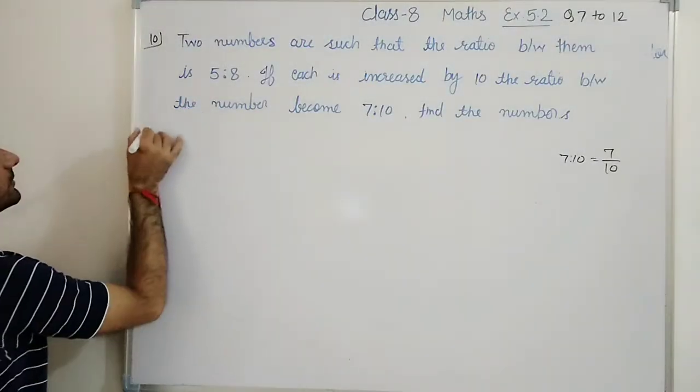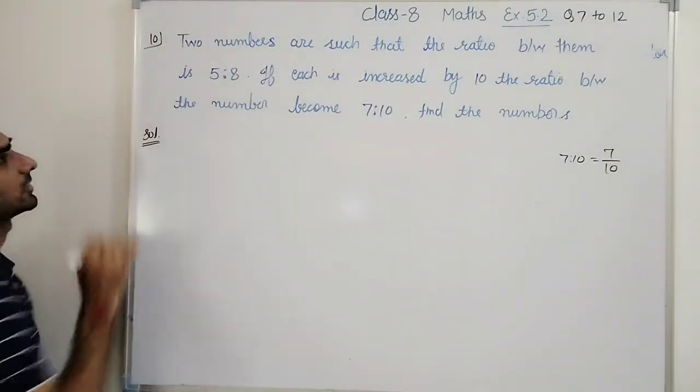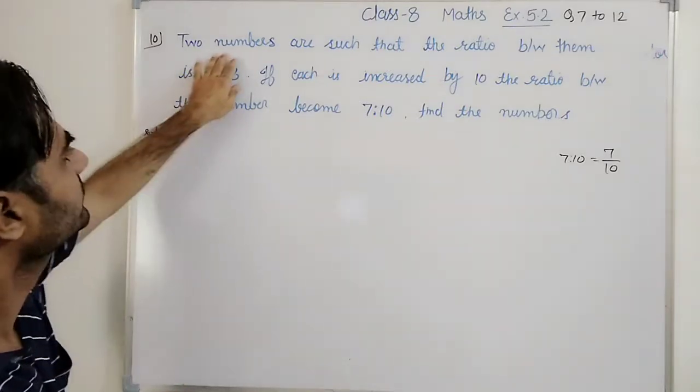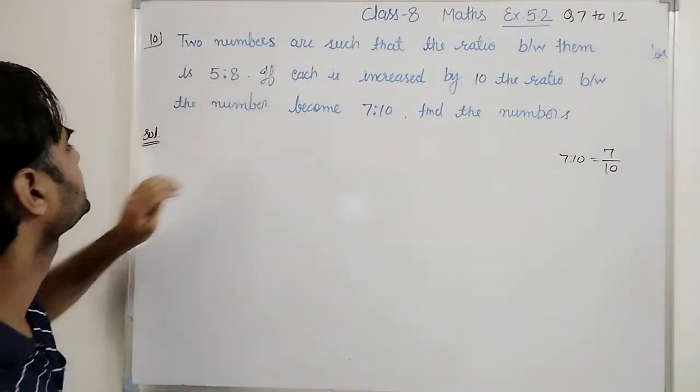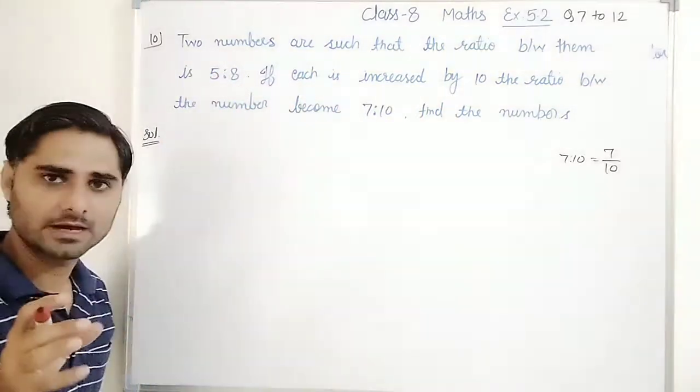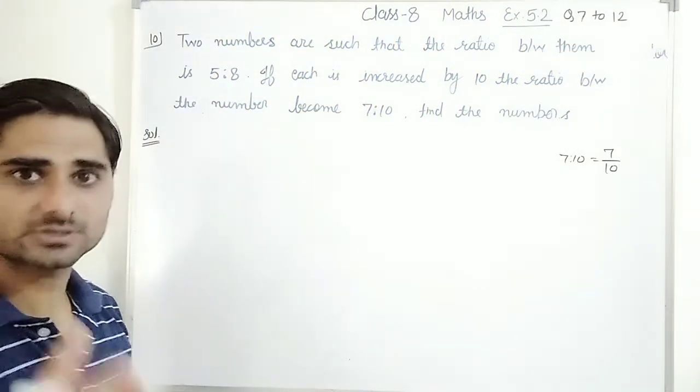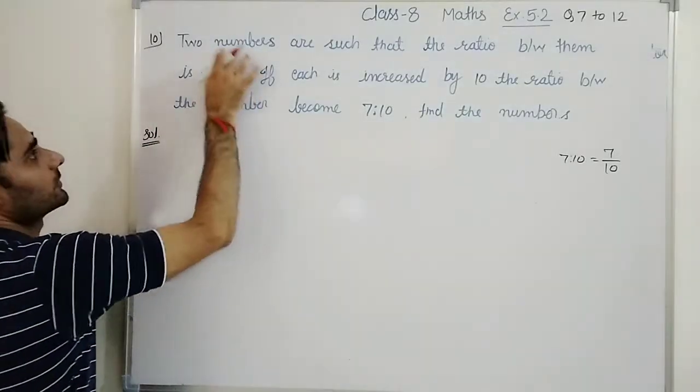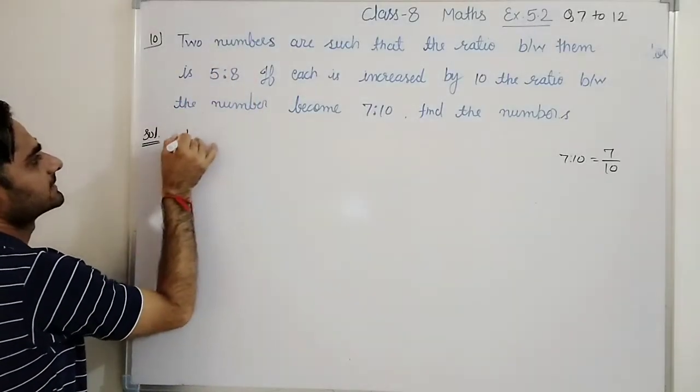Here, let me solve. Let's solve the solution. In this one, what do we take? We will take numbers 5x and 8x because these are the ratio. And the ratio we have to multiply by something. The ratio is in the lowest form, right? So this is the lowest form, so we have to multiply by something.